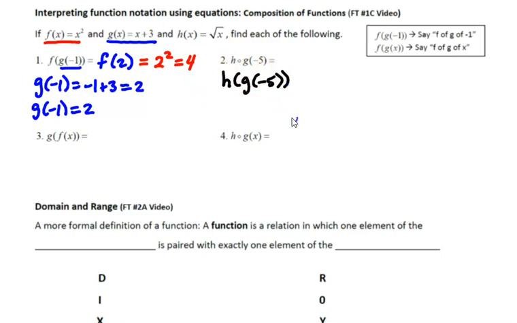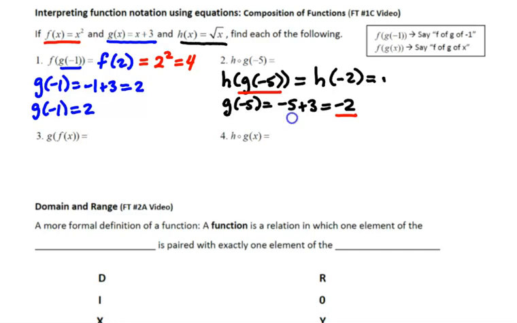So once again, we're going to start with the innermost function. We substitute negative 5 as our input into the g function. So we have negative 5 plus 3 equals negative 2. Now we can take negative 2 and replace g of negative 5 with that in the h function. So now we have h of negative 2, and our h function is the square root of x, so it's the square root of negative 2. Hopefully you remember that taking the square root of a negative number is problematic.